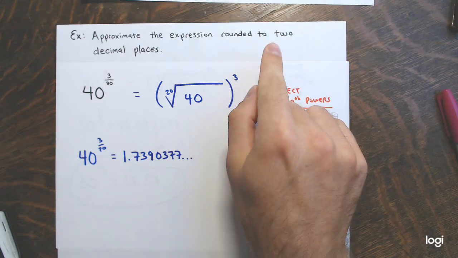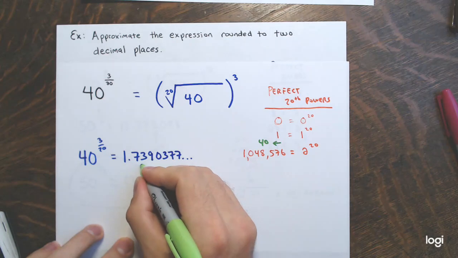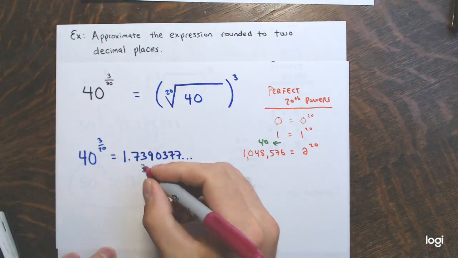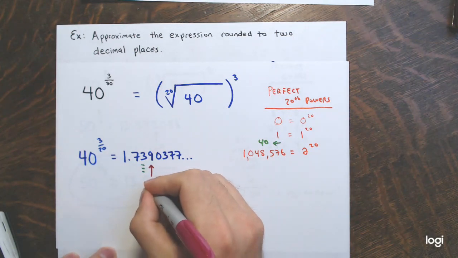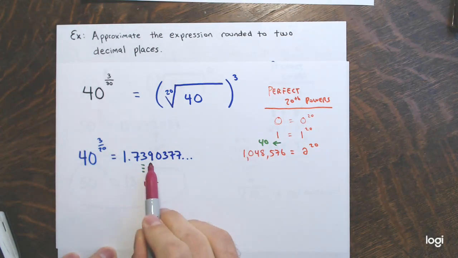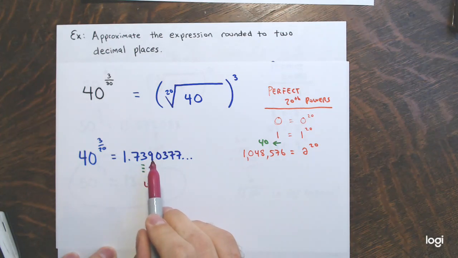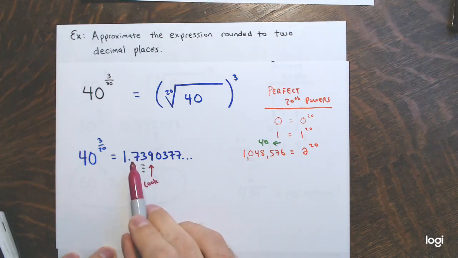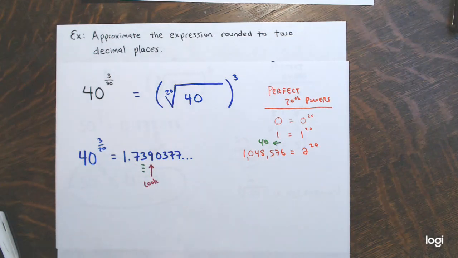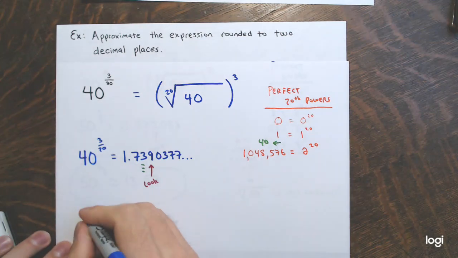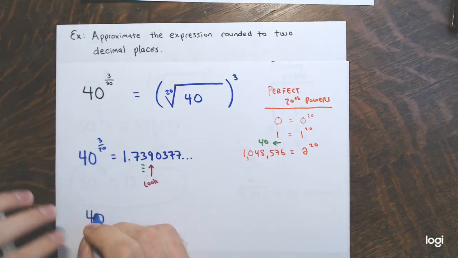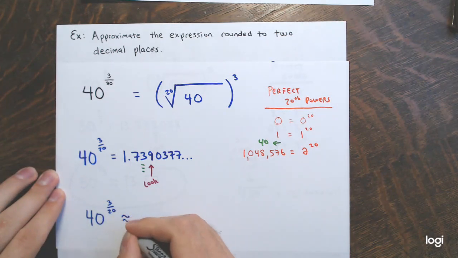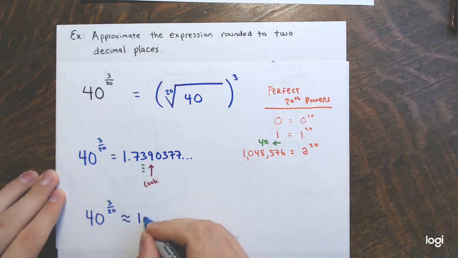But I have the same instructions, right? Round to the nearest 2 decimal places. So that's this place here where the 3 is. But remember, when we were rounding, you look at the place after it. I'm looking at the thousandths place. This time, it is 5 or higher. So I'm going to bump this 3 up to a 4. We're closer to 1.74 than we are to 1.73. All right, so when rounding, we're getting 40 to the 3/20th power is approximately 1.74.